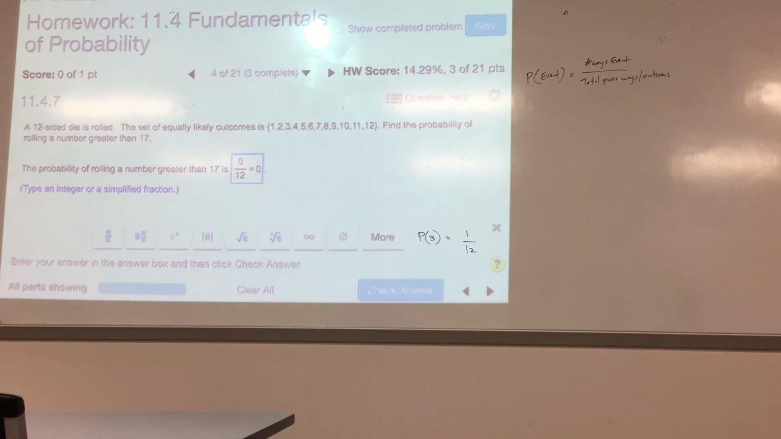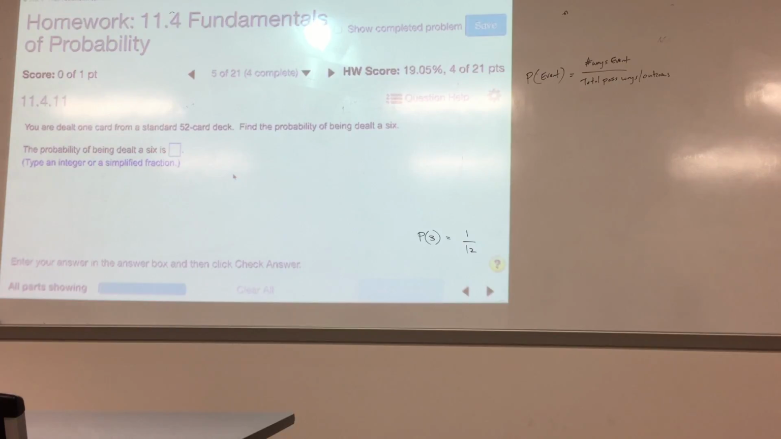So simplified, remember simplify, would be 0, because 0 divided by anything is 0. Okay? All right. You are dealt 1 card from a standard 52 card deck. Find the probability of being dealt a 6.